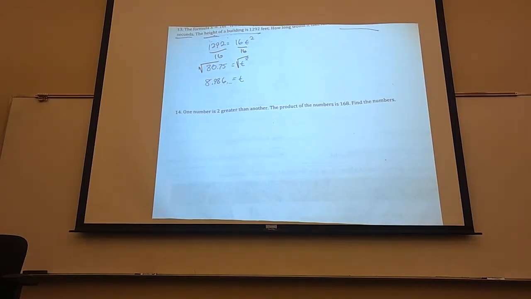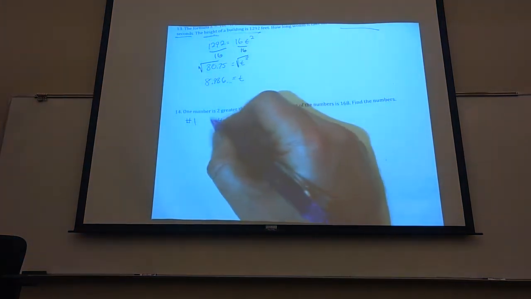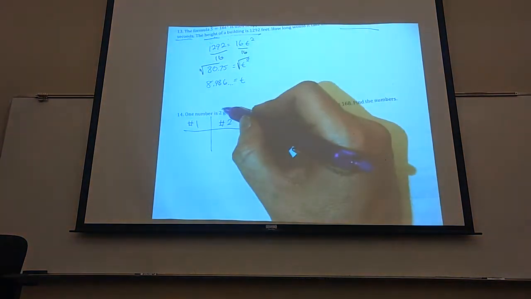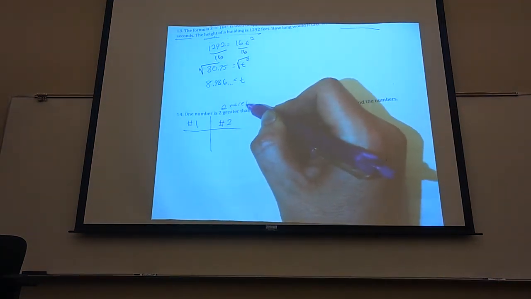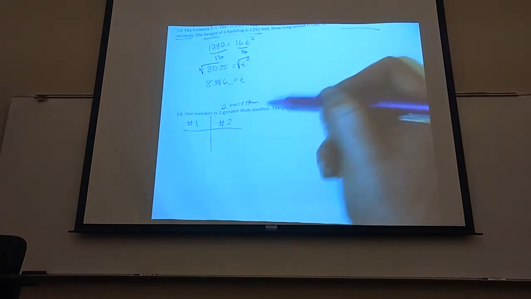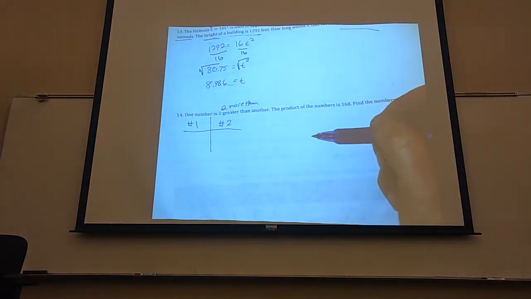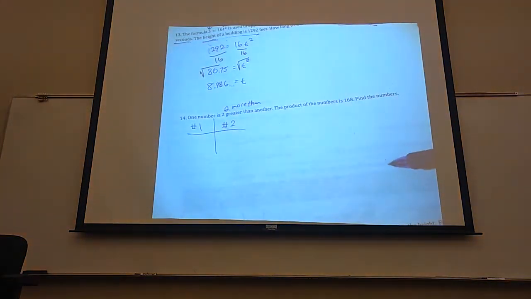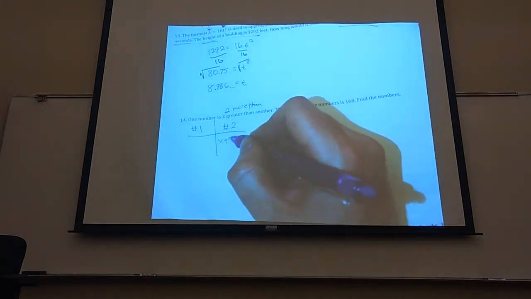One number is 2 greater than another. I know I've got two numbers. One is 2 greater than the other. How can I write that? 2 greater, 2 more than. Any suggestions? 12 and 14. Can you tell me how you could write this with a variable? I like it. We'll do x plus 2.